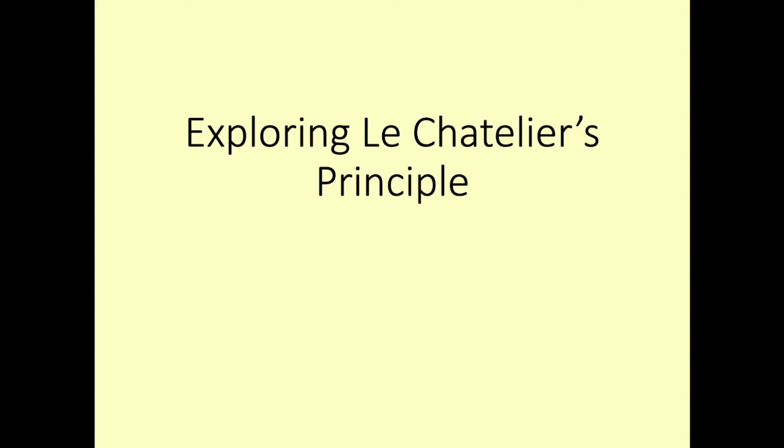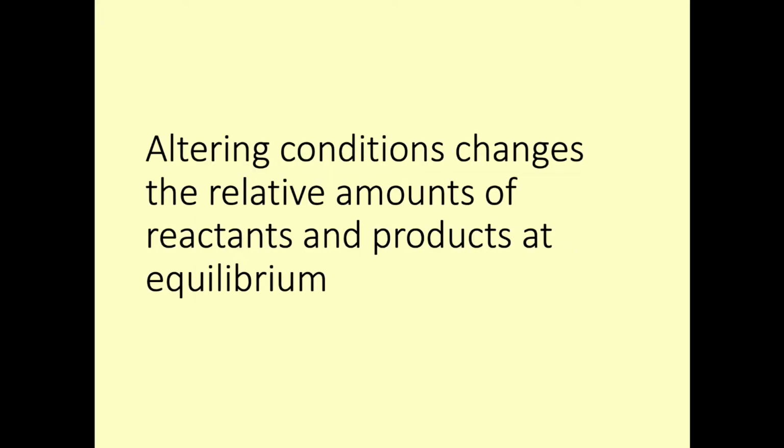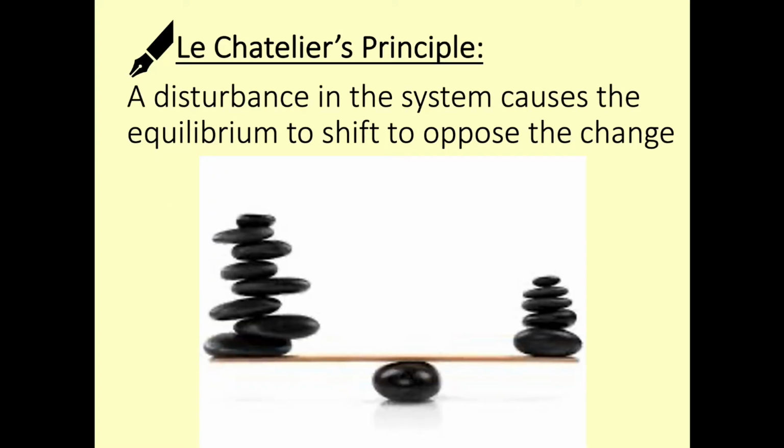So in today's lesson, we're going to be looking at exploring Le Chatelier's principle. So Le Chatelier's principle states that a disturbance in the system causes the equilibrium to shift to oppose the change. So this comes from the idea that altering conditions changes the relative amount of reactants and products at equilibrium. So any shifts to the system will cause the equilibrium to shift to oppose that change. So I'd just like you to pause the video whilst you write down that definition.